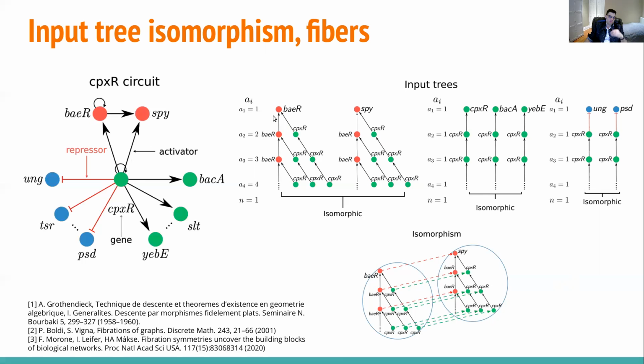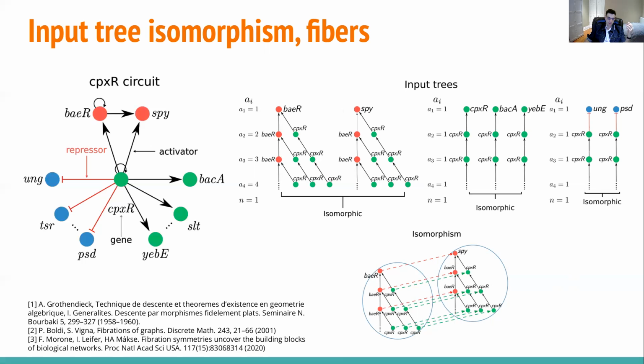But actually, if you look at the input trees, you would see that the input trees of these two red nodes have the same topology, or mathematically they're isomorphic. Here, the isomorphism is shown, which is the morphism, the map from one tree to the other. Really, these are trees, but from one graph to the other. So you have these isomorphisms here. These input trees are isomorphic, have the same topology, and what this represents is the same information that nodes receive from the network.